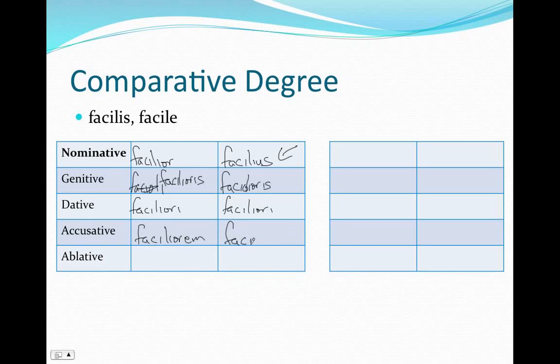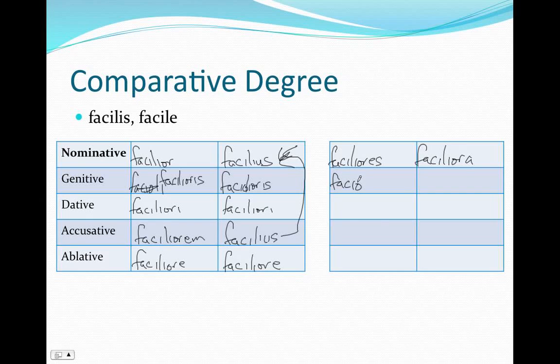And accusative, facilius, because it's the same as the nominative. And ablative, faciliore. In the plural, same stem, facilior, and then our ending, faciliores. In the neuter, faciliora.